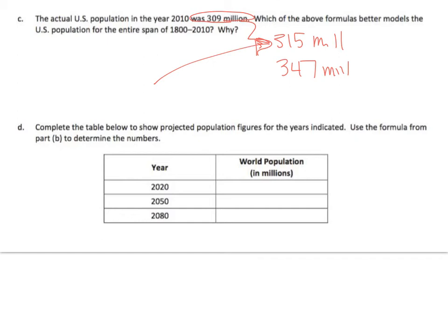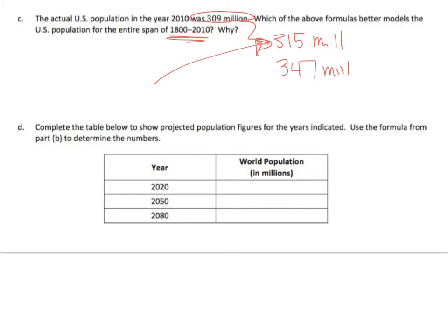Although the population of the U.S. is still increasing exponentially, the rate slowed considerably in the past few decades. So to include 1800 to 2010 is giving us a good guesstimate of the current population. Pretty cool. So let's complete the table below to show the projected population.